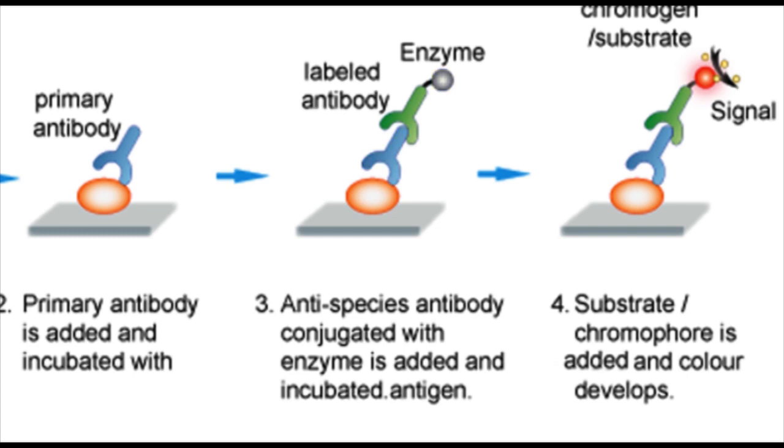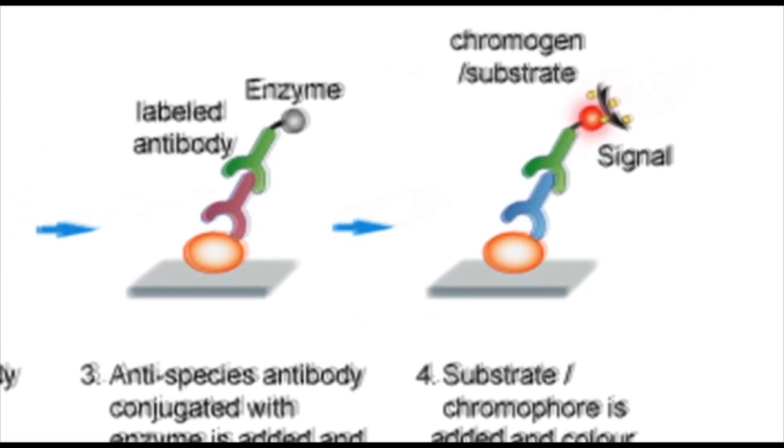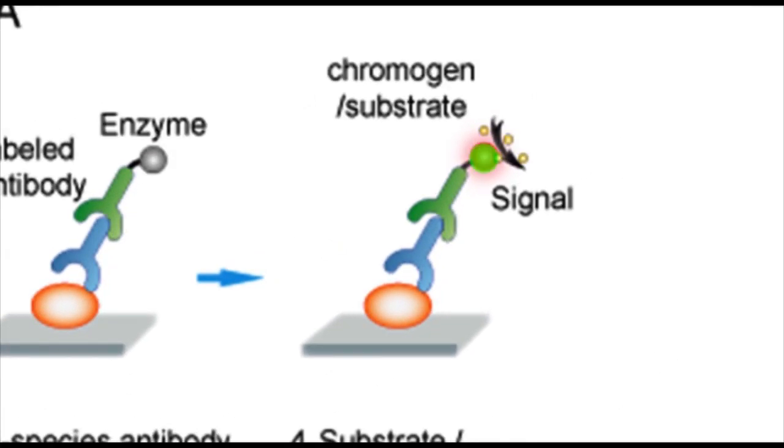Therefore, whenever the antigen is present, primary antibodies will bind to it and the secondary antibodies will then bind to the primary antibody. Thus, on adding substrate, the enzyme will give a colored product if the antigens are present in the sample.